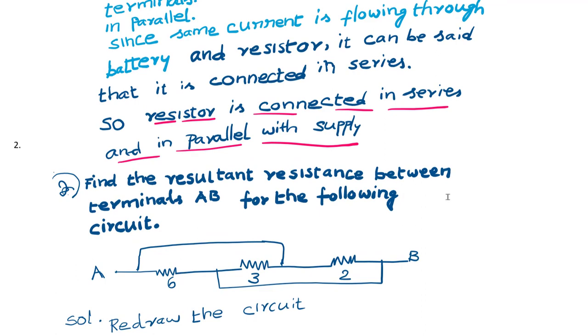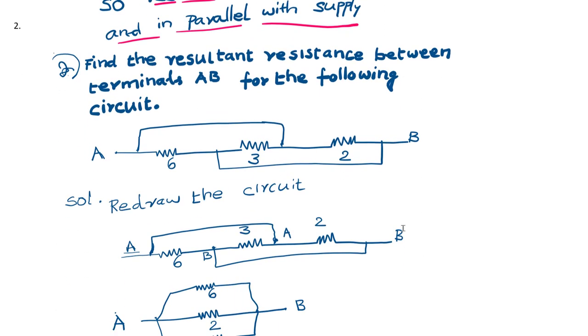Find the resultant resistance between the terminals A and B for the following circuit. So look at this, there are three resistors, 6 ohm resistor, 3 ohm resistor and 2 ohm resistor. And for this circuit, the end terminals are, this is A and this is B. And there is a short wire from A up to the end of the 3 ohm resistor like this. Similarly, there is a short wire between other end of the 3 ohm resistor to the terminal B.